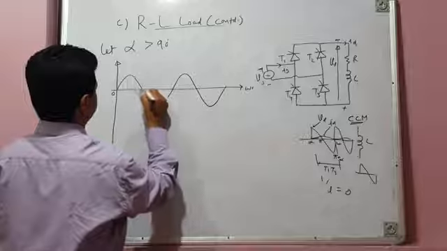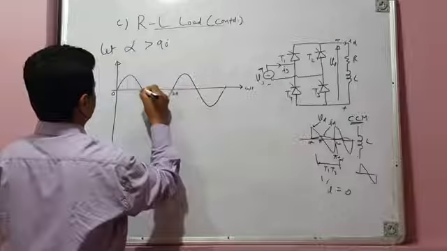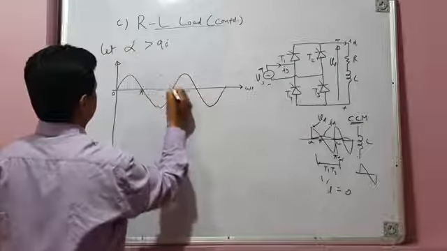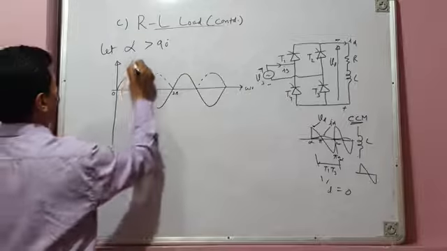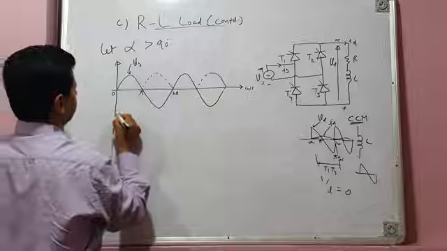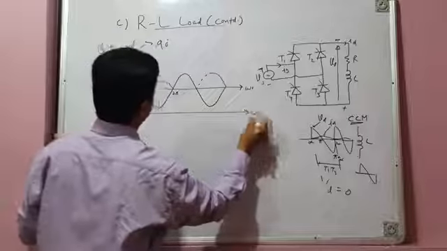So these are the zero crossings, 0, pi, 2 pi, and so on. This is the source voltage. Now this is our source voltage waveform Vs. Let me show you the firing pulse pattern.